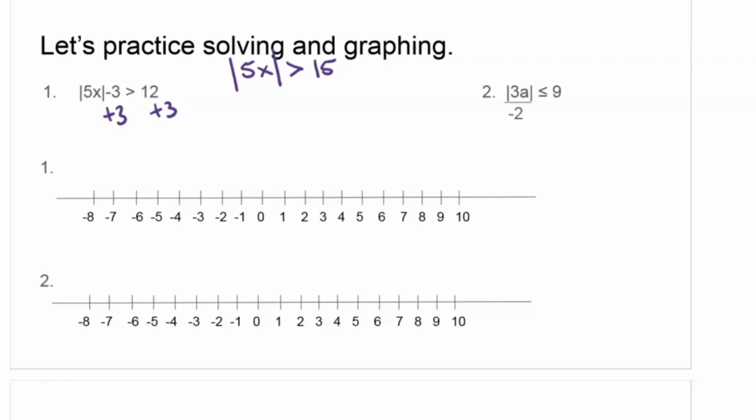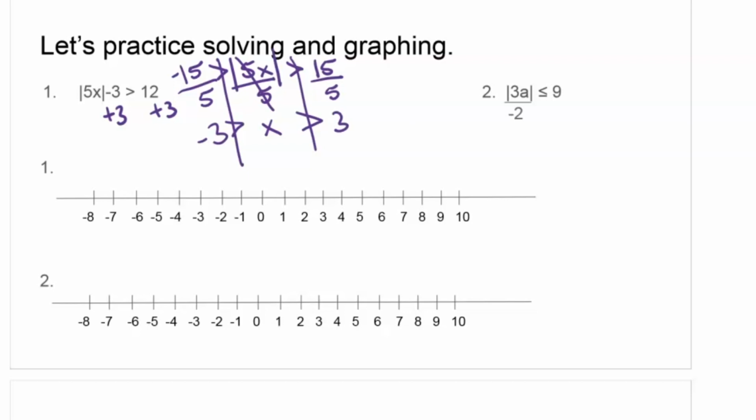So then we get the absolute value of 5x is greater than 12 plus 3 is 15. Now the absolute value is by itself, so now we make a sandwich. Copy the same sign over, and then we have positive 15, so over here we'll have a negative 15. Draw our lines, and then we are solving for x. So we would divide by 5 in all 3 sections. So then we get negative 3 is greater than x greater than 3.